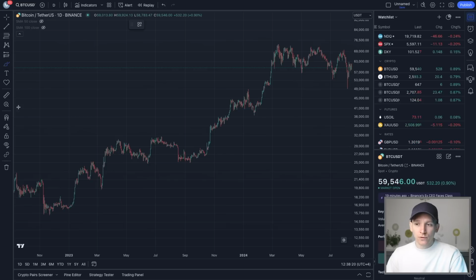The first part of this strategy is to determine the trend of the asset that you're trading. This is so vital, especially when trading short term. We need to understand the trend that we're in, and then we can actually get better trade entries for ourselves.